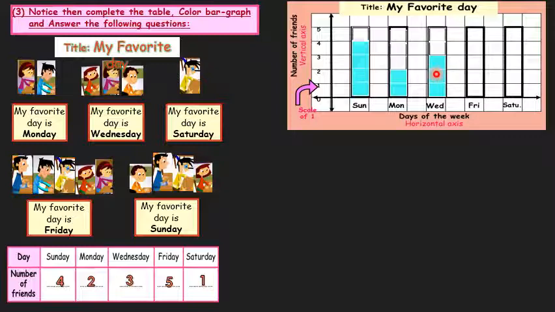Yes. How many friends like Friday? We have 5. So I will count until I reach 5. 1, 2, 3, and 4, and 5. So I will represent here until 5. How many students like Saturday? Look here, we have 1. So I only count until 1 and color it. Okay, so now we organized the data inside the table and also represented it in the bar graph.